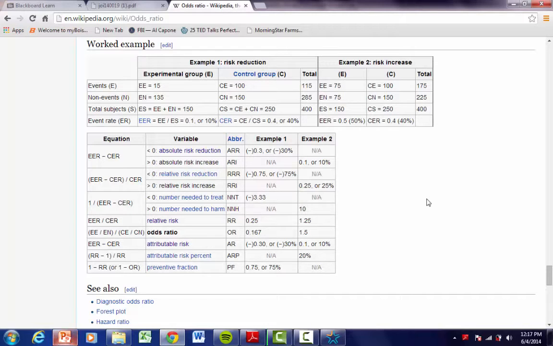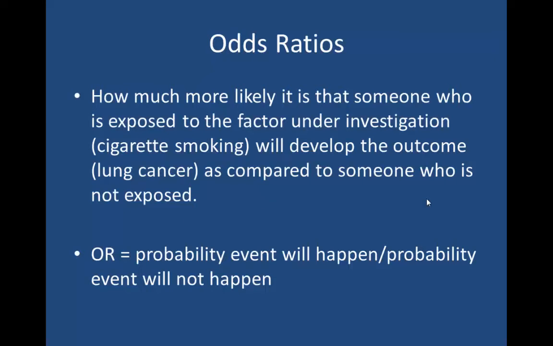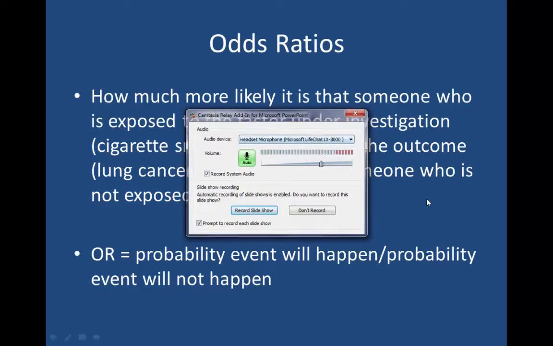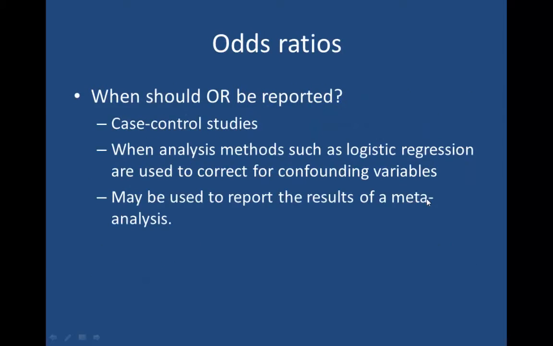All right, back to our slides. So for odds ratios then, we're looking at probabilities that something will happen compared to the probability that it will not happen. When are we going to see odds ratios? Well, odds ratios will most commonly be reported when we look at case control studies. So hopefully that's a familiar term.